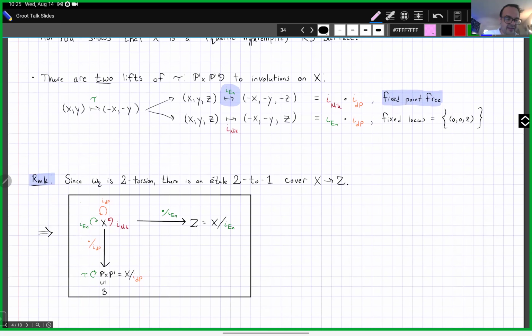So we get some kind of diagram like this. We have P1 cross P1 down here. We have tau. We have a lift of tau, which I'm calling iota Enriques. And because omega z is 2 torsion, you get a 2-to-1 cover going to some surface Z, which is X modulo this involution. And that can be shown to be an Enriques surface.